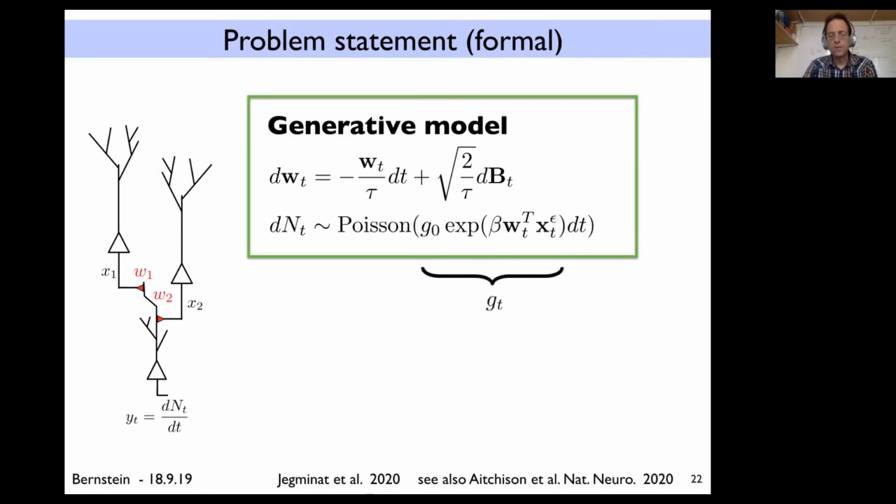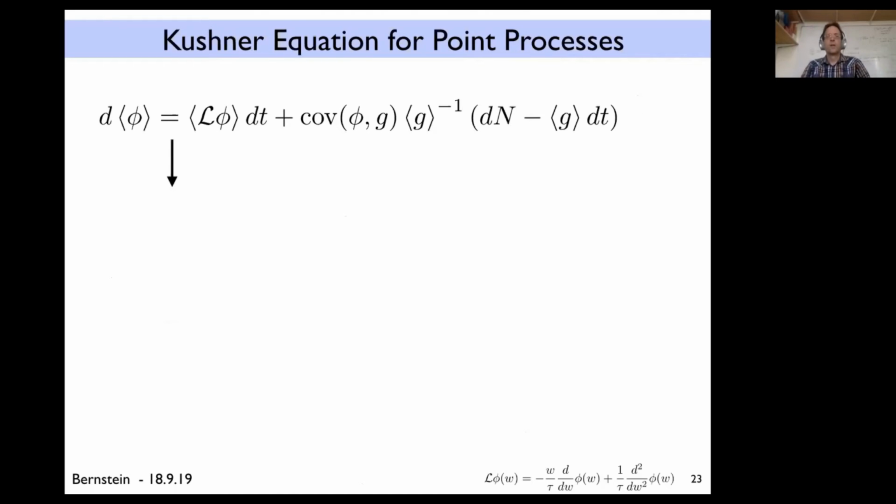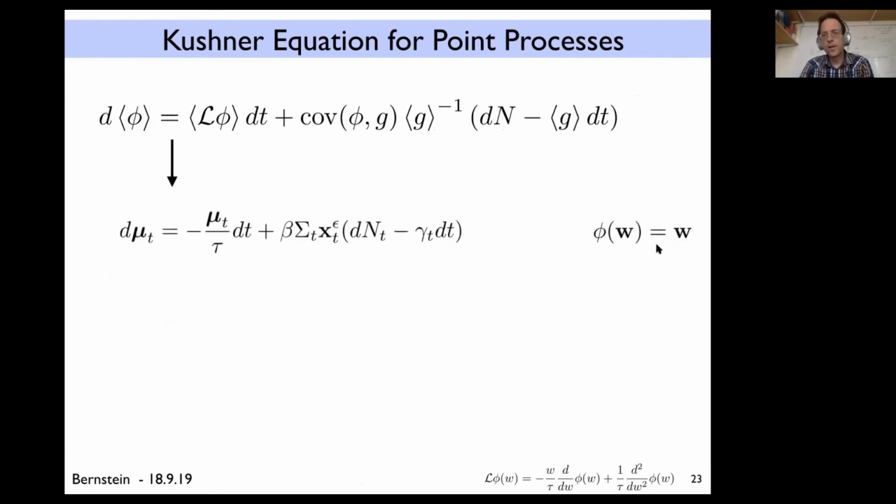So this is my function g, and my problem is to compute the distribution of w given my past spiking input and my past spiking output. This would be the only place where I show how we can use this Kushner-Stratonovich equation. So this is the Kushner equation, and if you take phi of w to be w, from this equation you can compute the evolution of w, so dw.